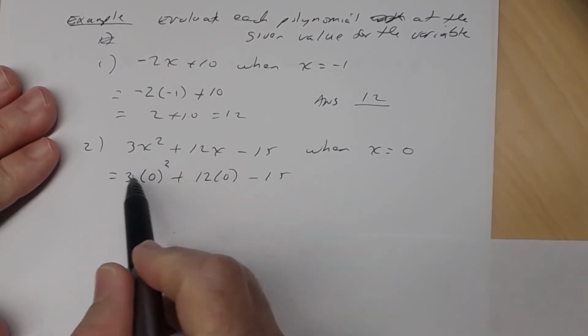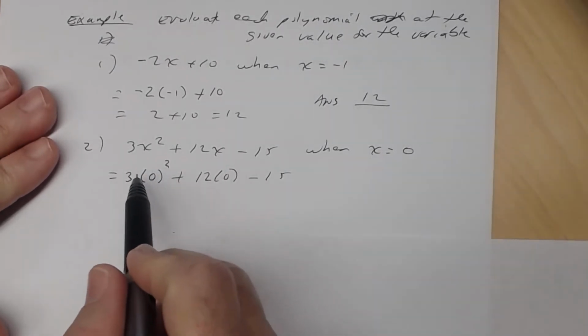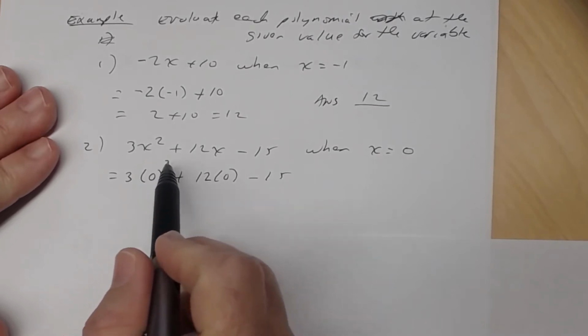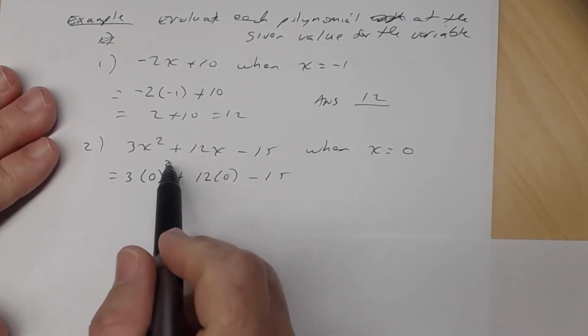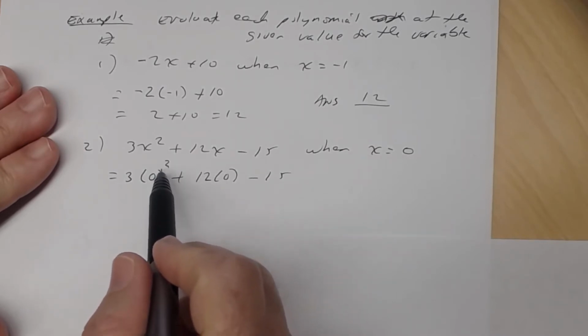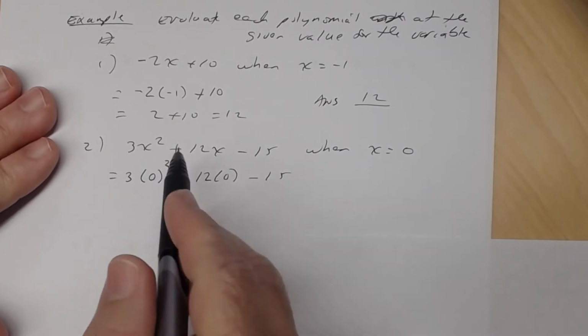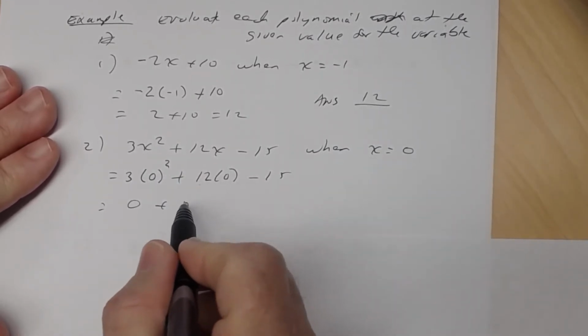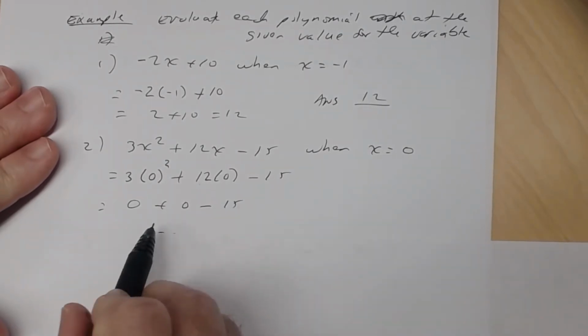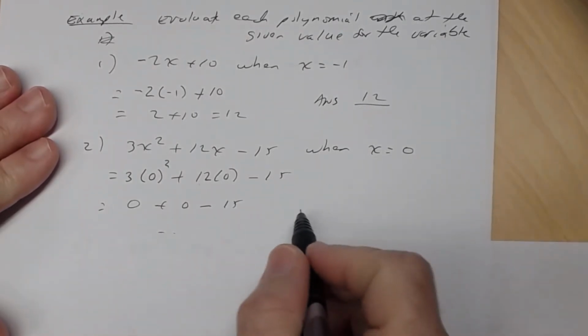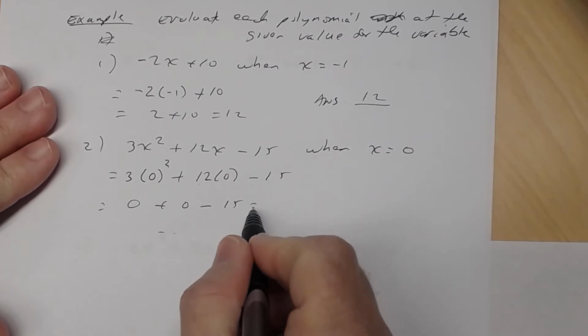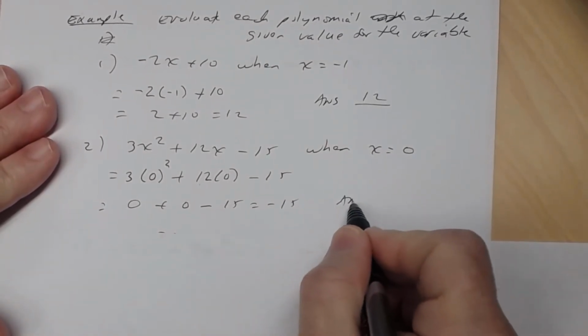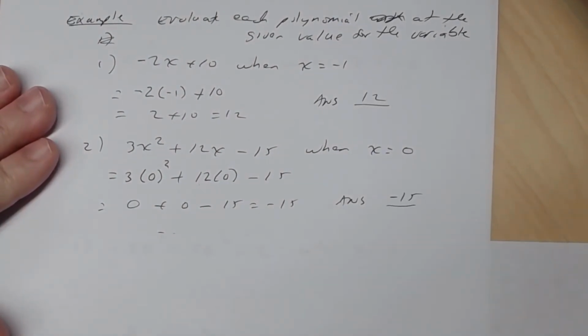So again, in this term though, you're still going to use the order of operations for each term, because remember, in this term you have 3 times 0 squared. So you've got to say 0 squared first. So 0 squared is 0, 0 times 0 is 0, and then 0 times 3 is 0. So this term is 0. This term, 12 times 0, is also 0, and then minus 15. So 0 plus 0 minus 15 is negative 15. So your answer will be negative 15.